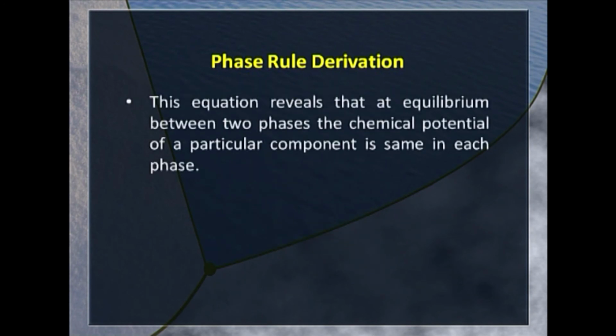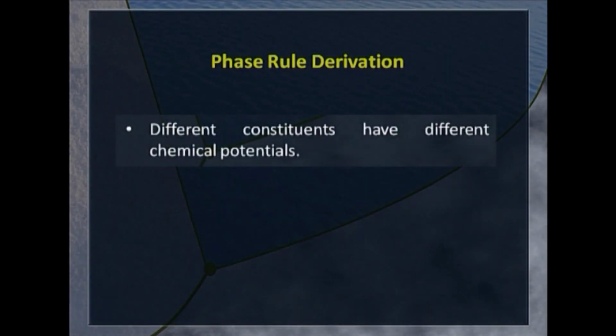At equilibrium between two phases, the chemical potential of a particular component is the same in each of the two phases. We can extend it and make a general statement. Thermodynamics tells us that equilibrium between various phases in a system is possible only provided the chemical potential of each constituent of a phase is equal to the chemical potential of the same constituent in every other phase. But different constituents can have different chemical potentials.